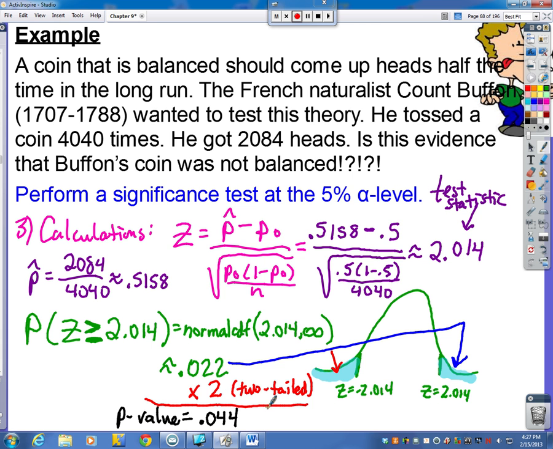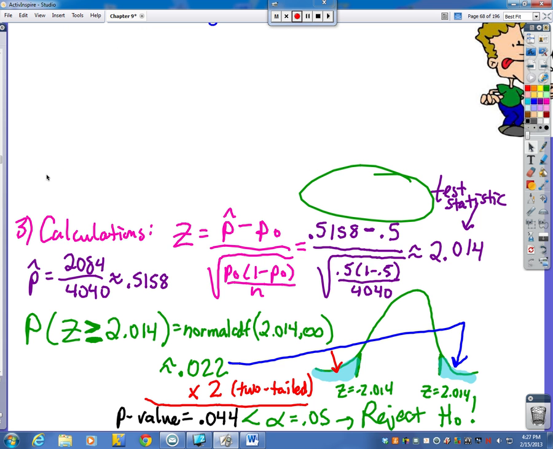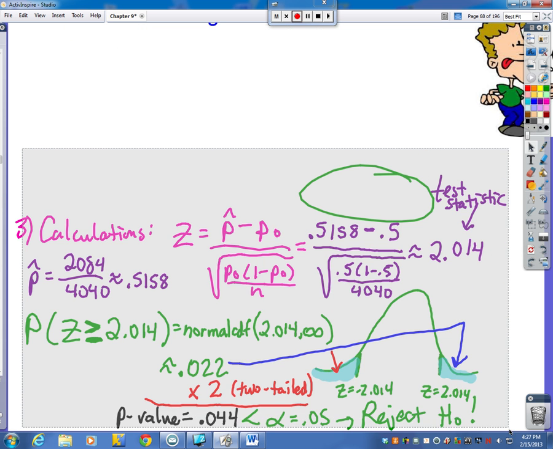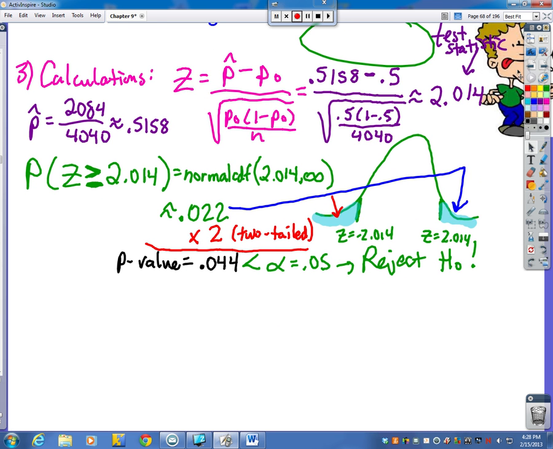Now, here's where we're going to have to make our decision. Is our p-value less than our alpha value? And it is. So we would decide to reject the null hypothesis. So now let me move this up here and let's write our conclusion at this point. So let me move all this up. Let's get rid of you, throw you in the trash can. Sorry, guy.